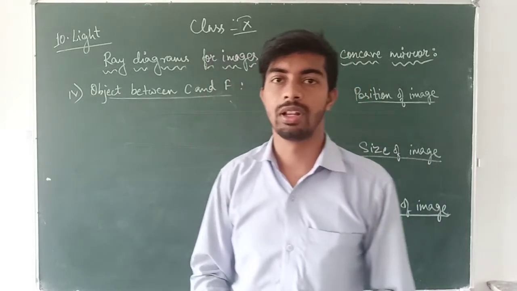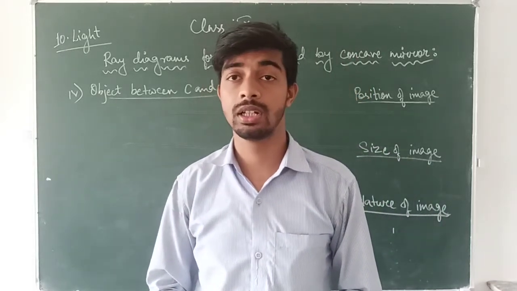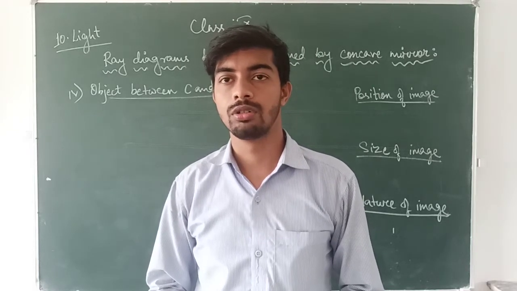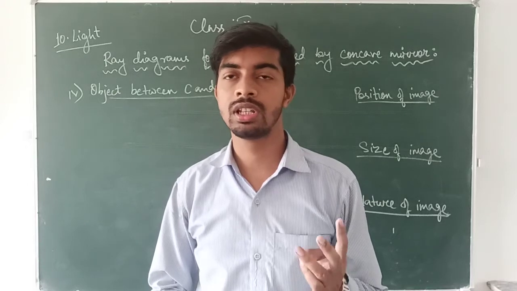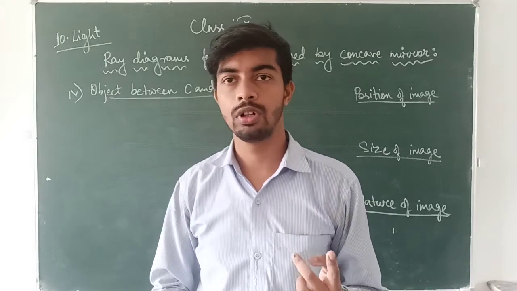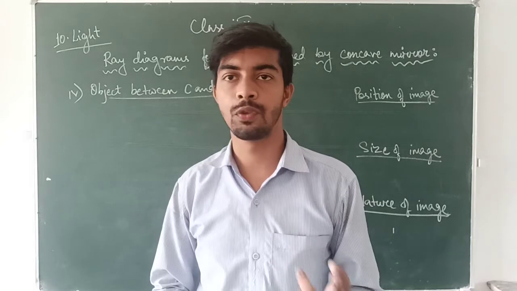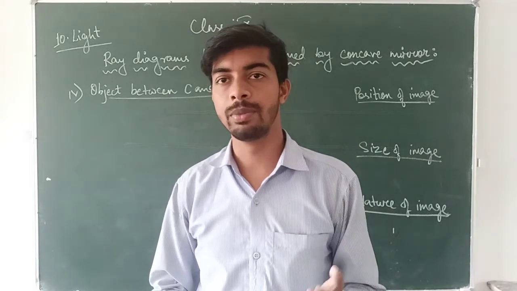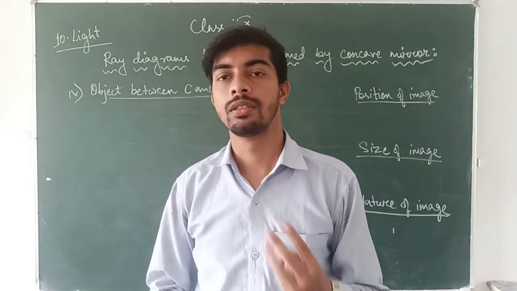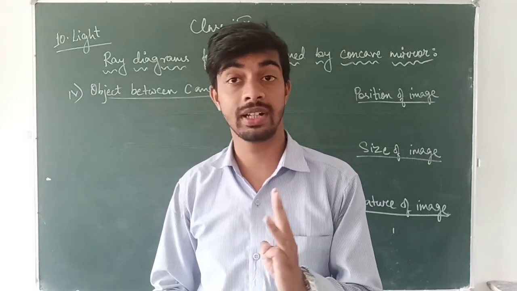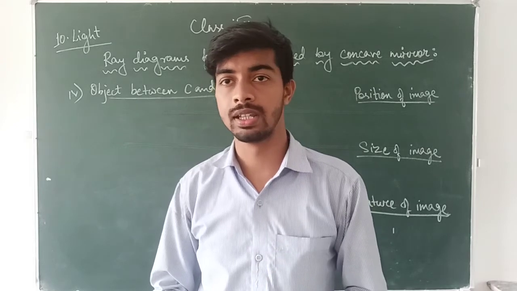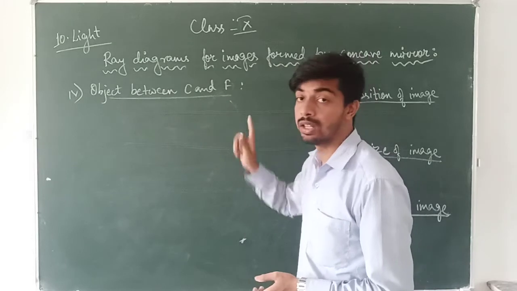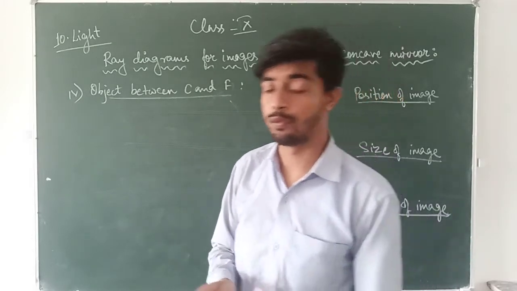Hello everyone, welcome back to the continuation of the topic ray diagrams formed by concave mirror. In the last video we saw three ray diagrams. First, the object was at infinity, image forms at focus. Second, object beyond C, image forms between C and F. Third, object at C, image also forms at C. Now we'll see the fourth one, object between C and F, center of curvature and focus.